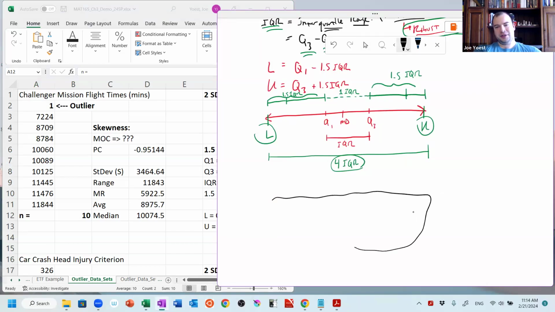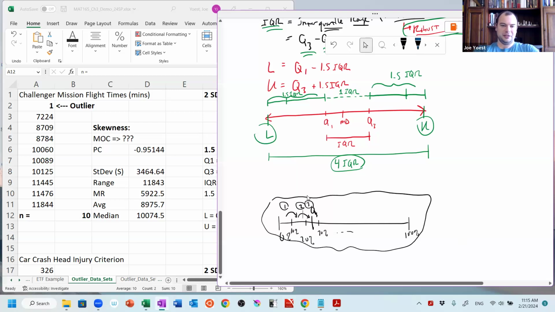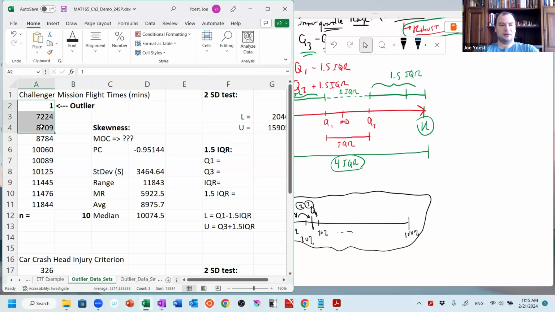And I'm just going to come over here and really quickly do a percentile calculation. If I have 10 data points, my first tick mark is going to be at 10%, my next at 20%, my next at 30%, my 25th percentile, Q1, is going to be my third smallest data value. So Q1 is going to be the data value associated with this data point. It's going to be 8709. That's going to be Q1.